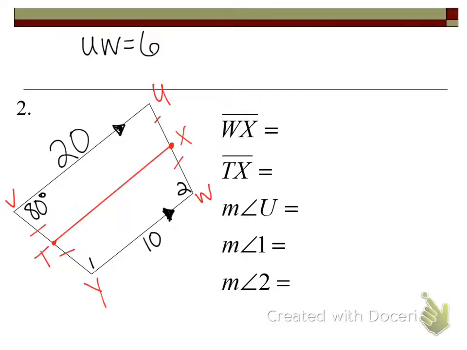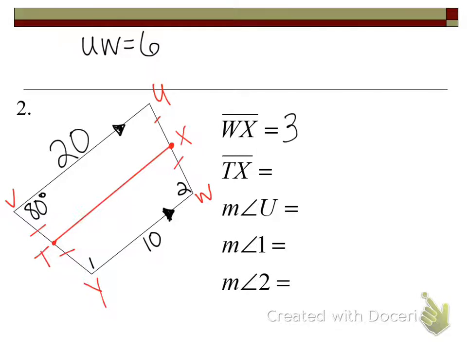Okay, so we've got a trapezoid with some information given, some information we're looking for. What is the length of WX? 3. How'd you know that? Okay, so if TX is a median, we know that because UX and XW were marked as congruent, then each of those has to be the same and they need to add up to 6, so 3 is correct.